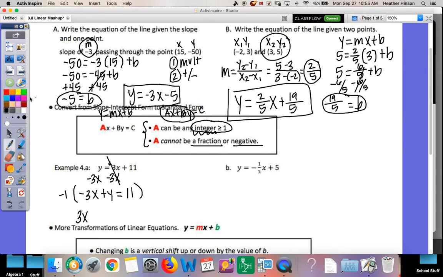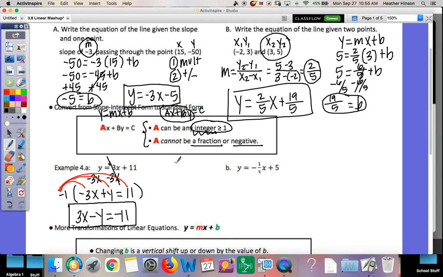But we have to carry that to everything. You can't just multiply it by one thing. It goes to literally everything. So negative times negative 3x is positive 3x. Negative times y is a negative y. And negative times 11 is negative 11.